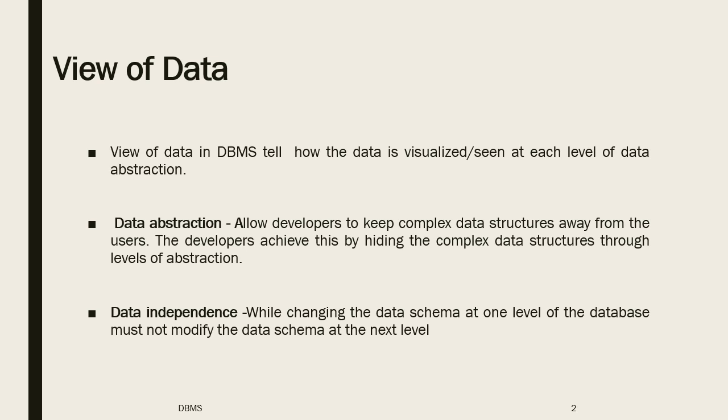What is data abstraction? It allows developers to keep complex data structures away from the users. The developers achieve this by hiding the complex data structures through levels of abstraction. Data independence: changing the data schema at one level of the database must not modify the data schema at the next level.